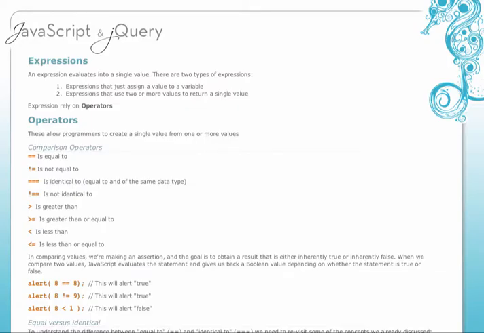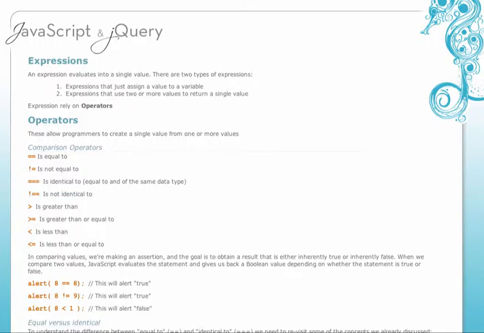An expression evaluates into a single value. There are two types of expressions. The first one is an expression that just assigns a value to a variable. In order for a variable to be useful, it needs to be given a value. As you have seen, this is done using the assignment operator.